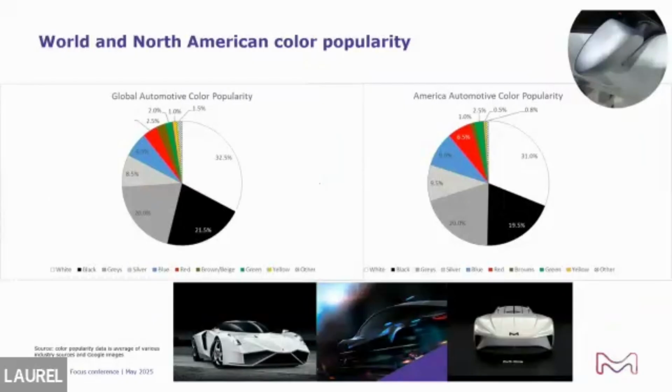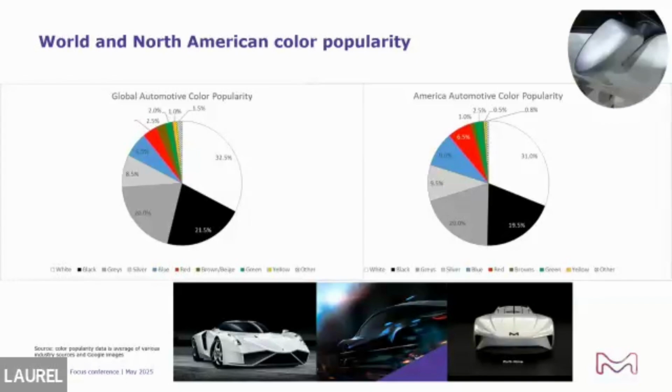Thanks to our marketing group for providing this pie chart. So you can see the world and the North American color popularity for Americans. White is the most popular color. I have a white car. I like my white car. I like my tri-coat white car.